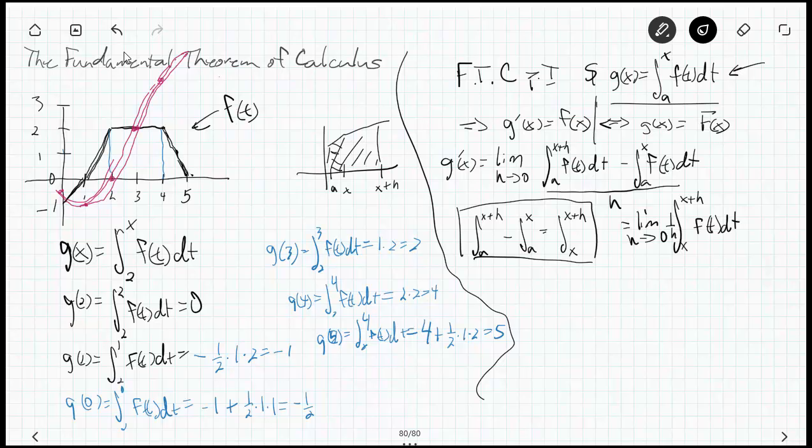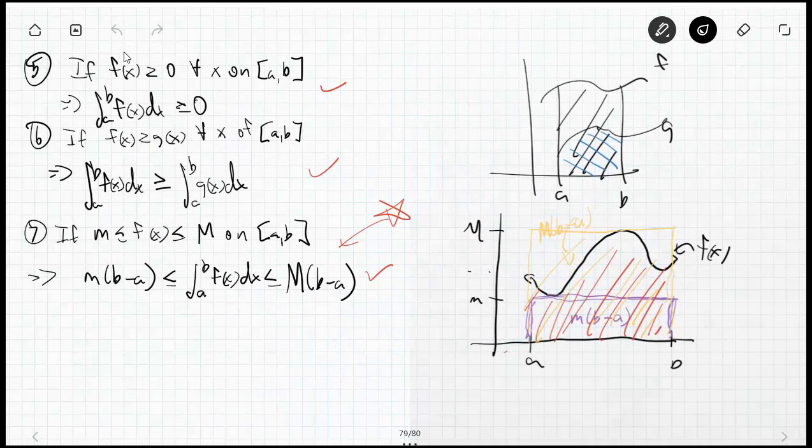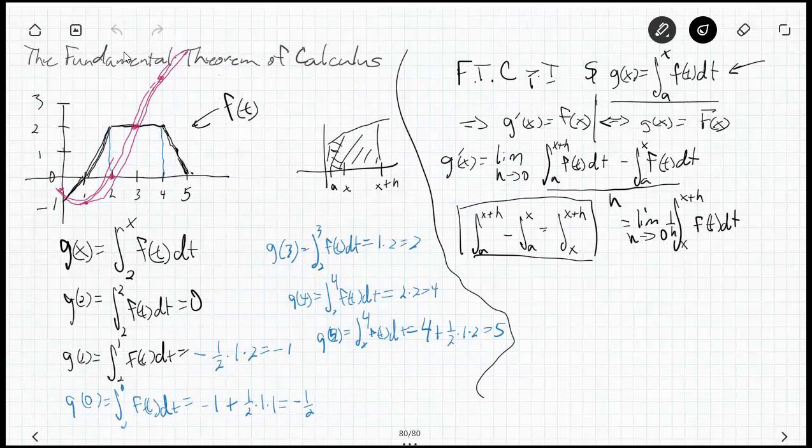Now we're going to use a rule. It's a relatively brand new rule. I'm going to use this rule here. I know that the distance between here and here is h. The distance from x to x plus h is h. That's how it's defined.